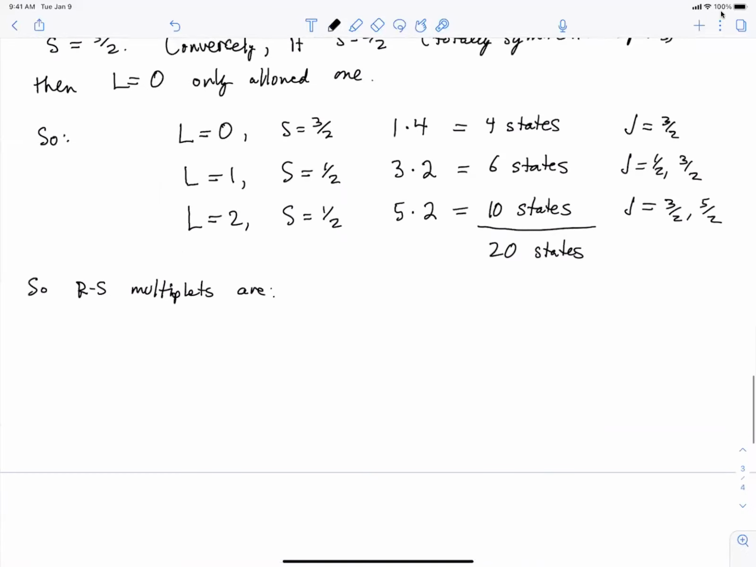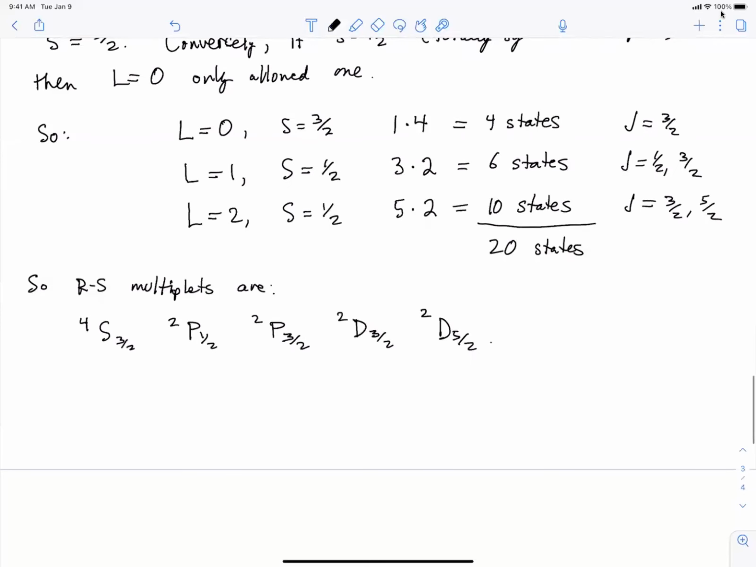Namely, I'm just going to write them all down: 4s 3/2, 2p 1/2, 2p 3/2, 2d 3/2. I'm just translating the information above into the code. Okay, and now we apply Hund's rules.